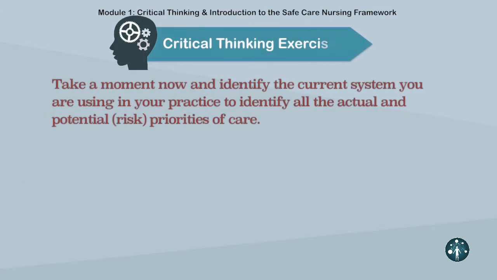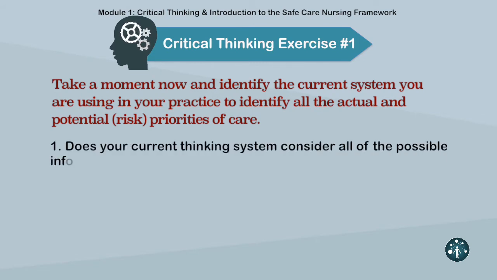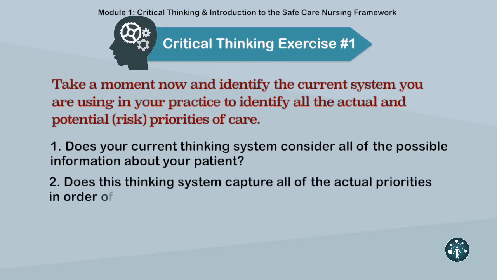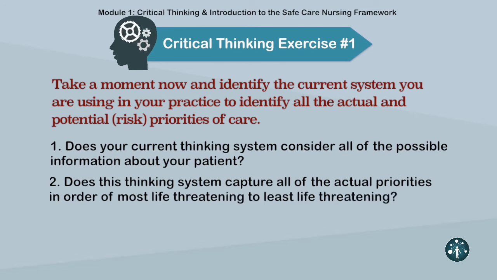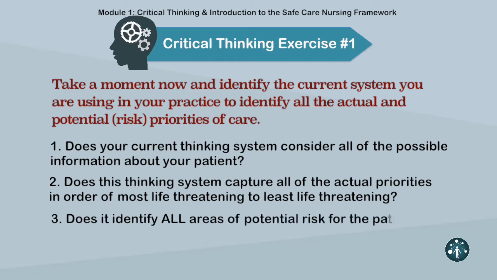Take a moment now and identify the current system you are using in your practice to identify all actual and potential priorities of care. Does your current thinking system consider all of the possible information about your patient? Does this thinking system capture all of the actual priorities in order of what is most life-threatening to least life-threatening? And does this system identify all areas of potential risk for the patient?